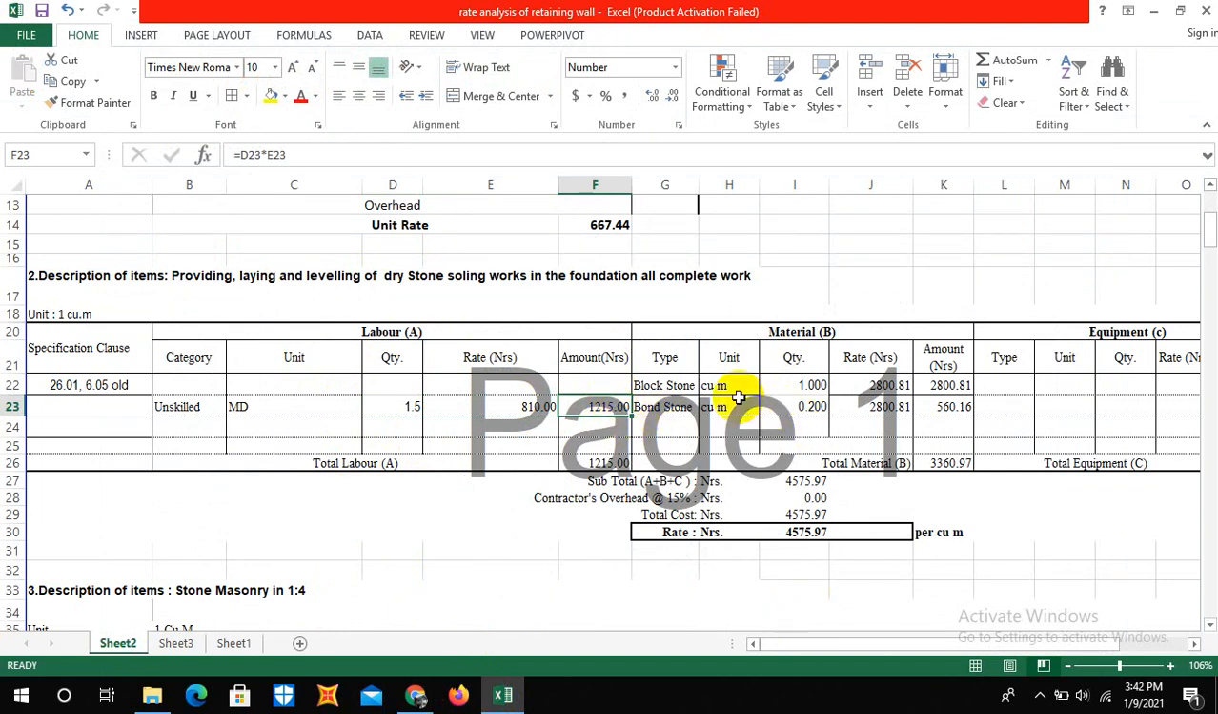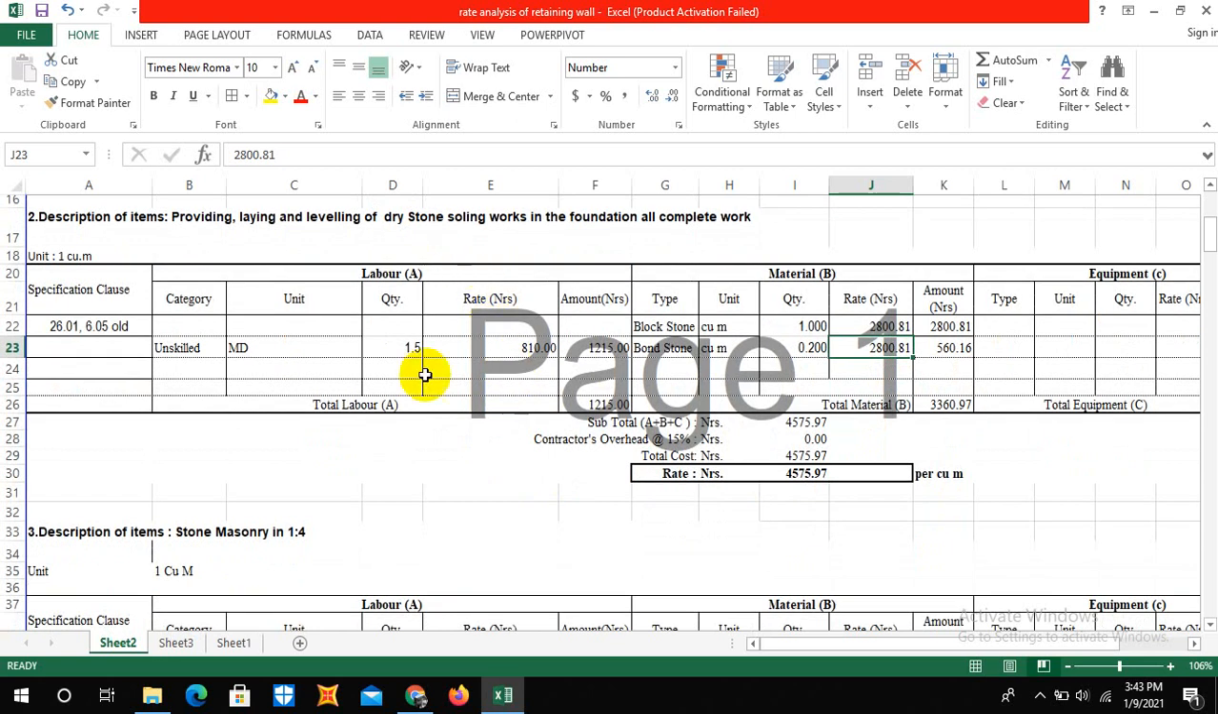amount. In the similar case, in order to lay the dry brick soiling work we need stone. In the written analysis there is block stone and bond stone, and the quantity is 1 and 0.2, we can obtain from the DUDBC norms, and their desired rate is 2800.81, and in the similar way we can obtain the dry stone soiling work also.